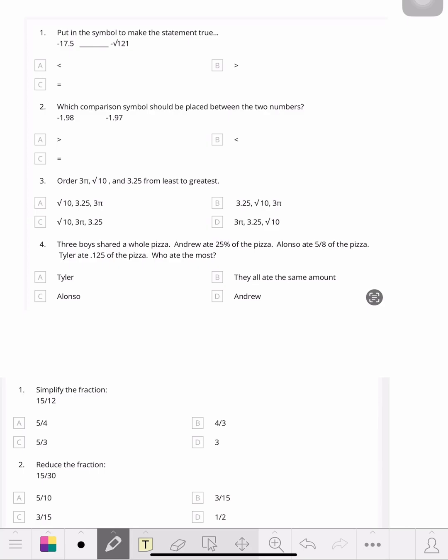Okay, now it says put in the symbol to make the statement true. It says negative 17.5 is greater than, less than, or equal to the negative square root of 121. What we've got to do here is get everything on the same page. What I do is take the square root of 121. Let's push that in your calculator.